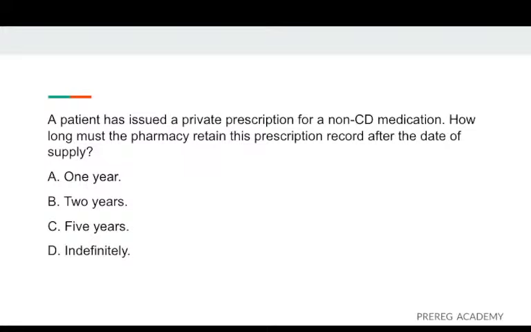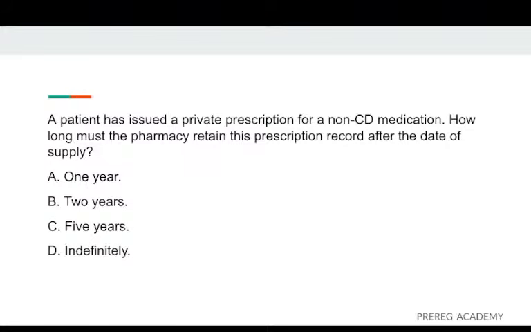So for private CD prescriptions, what's the fate? It should be sent off to NHS BSA, okay? Remember that your private CD prescription should be sent off to NHS BSA while a copy should be retained. So make a copy and keep it in the pharmacy for 2 years, but the original prescription should be sent to NHS BSA.